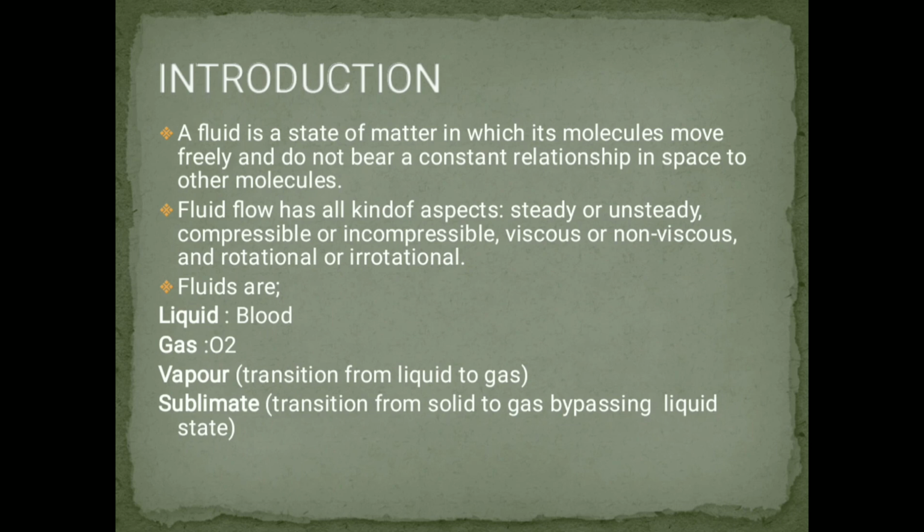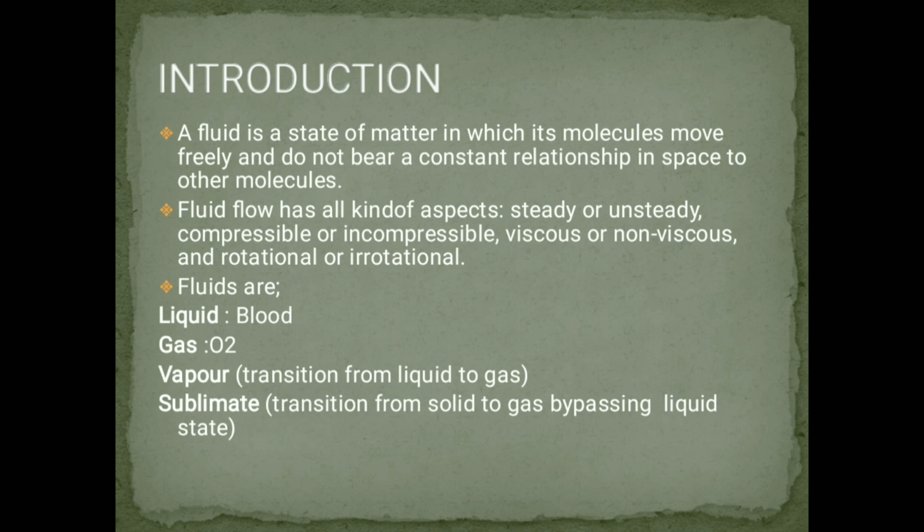The next point to be discussed here is that in physics, fluid flow has all kinds of aspects: steady or unsteady, compressible or incompressible, viscous or non-viscous, also rotational or irrotational, to name a few. Some of these characteristics reflect properties of the liquid itself, and others focus on how the fluid is moving. Fluids are liquids like blood, gas like oxygen, vapors that transition from liquid to gas, and sublimates that transition from solid to gas by bypassing the liquid state. These are the forms of fluids.